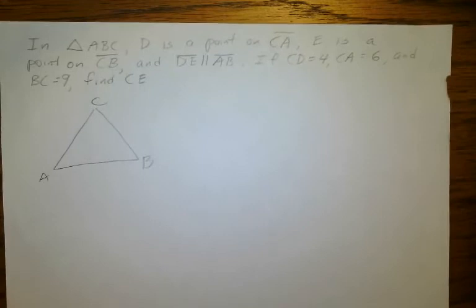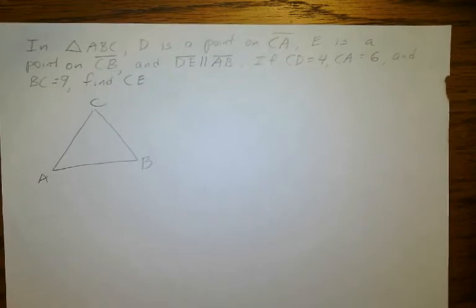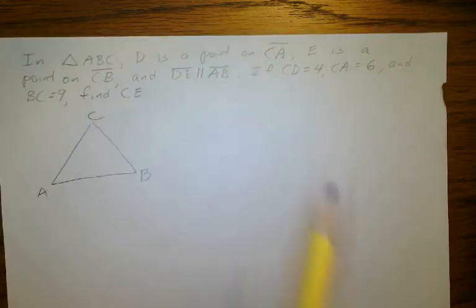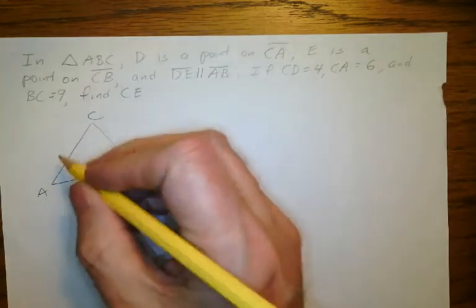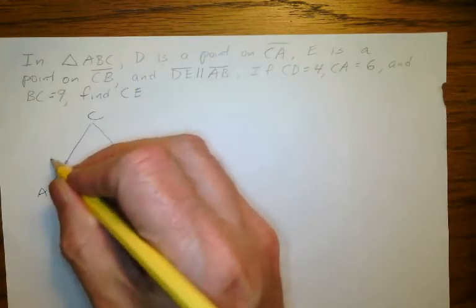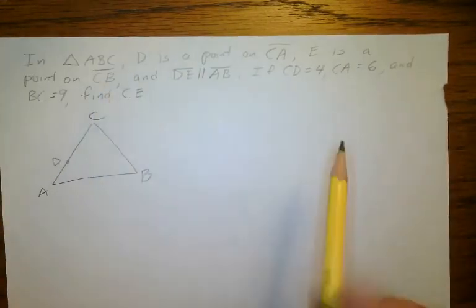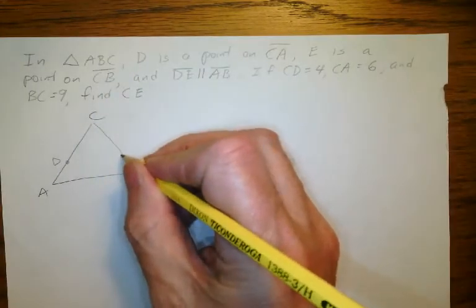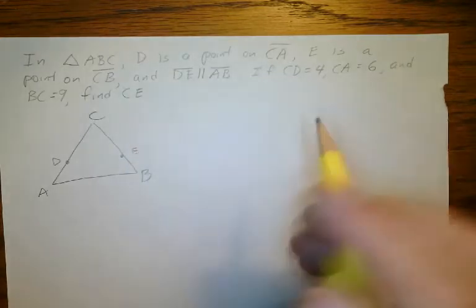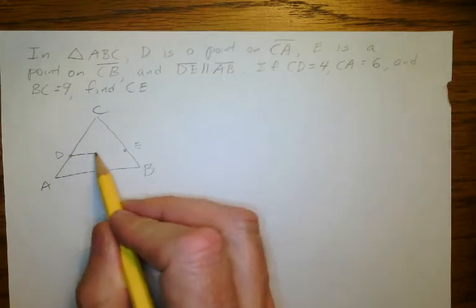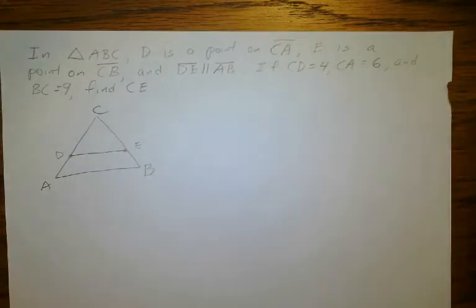Okay, it says in triangle ABC, so I saw triangle ABC, I drew triangle ABC. It wasn't drawn for us. D is a point on CA. So I'm going to put D anywhere on CA. So there's my D. And E is a point on CB. So I'm going to put E anywhere on CB. But DE is parallel to AB. So we have that situation right there.